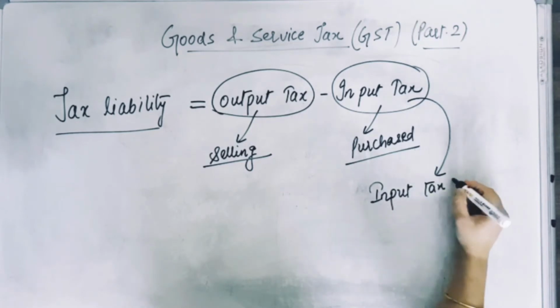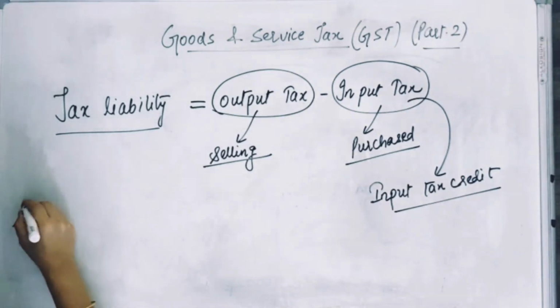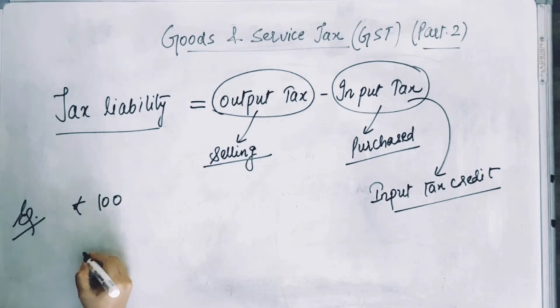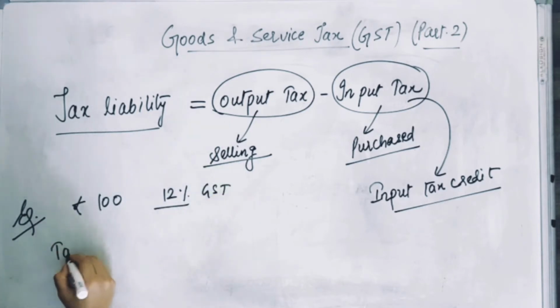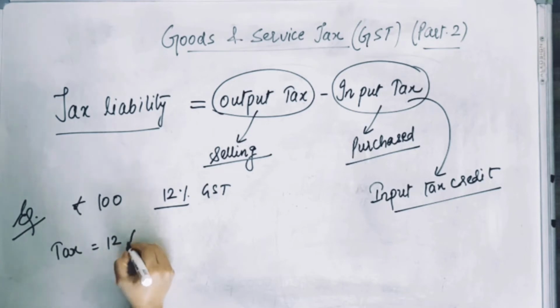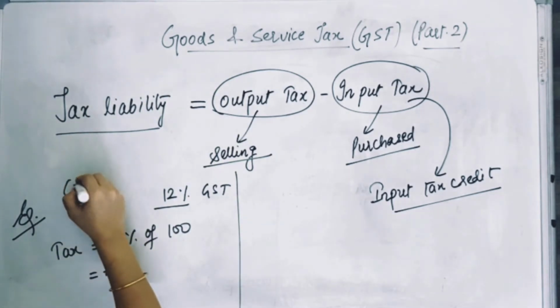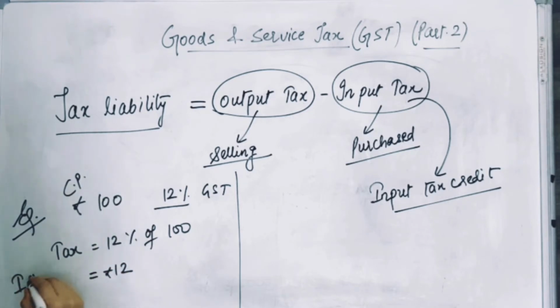Input tax credit. Now for example, see, I purchased some goods and services for ₹100. Now I have to pay 12% GST. That means tax will be 12% of 100. So I paid taxes ₹12. Now when I purchased the good, it was of CP. That means its CP is 100. So this is called input tax credit, which I have already given.